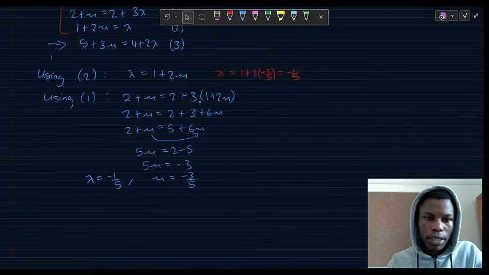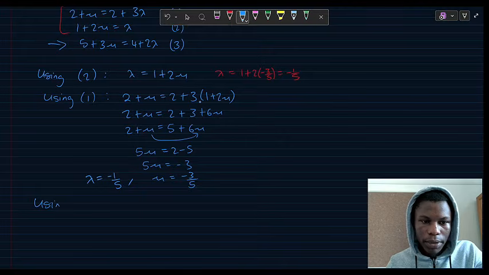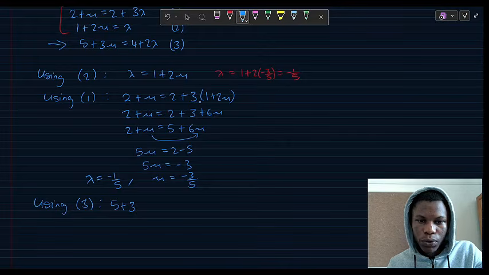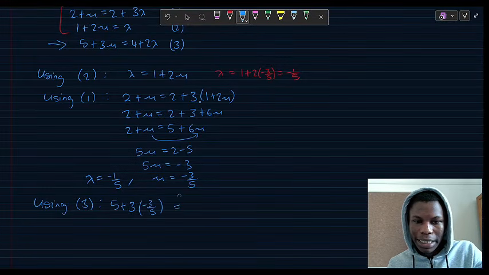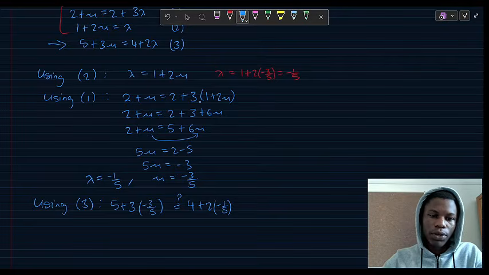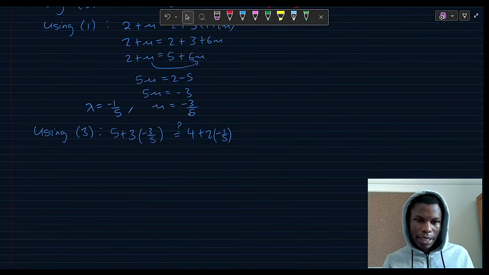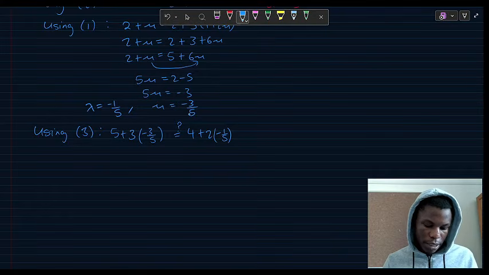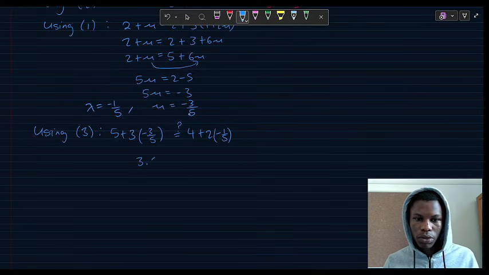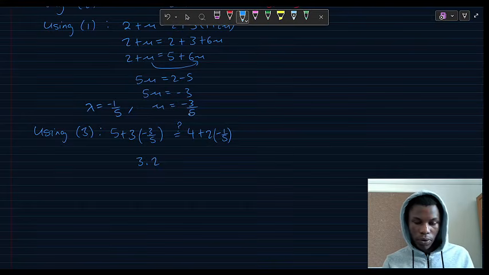So let's do that. Using equation 3, we're saying 5 plus 3 mu, mu is negative 3/5. And we're checking if this is equal to 4 plus 2 times lambda, lambda being negative 1/5. So let's simplify the left-hand side. This is 5 plus 3 times negative 3/5. That gives us 16/5, or 3.2.